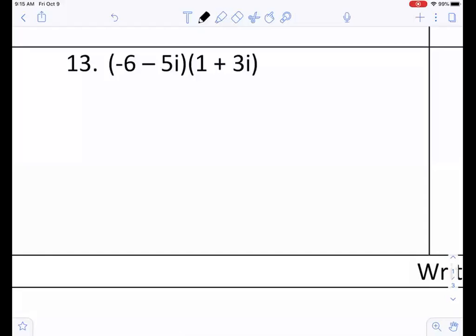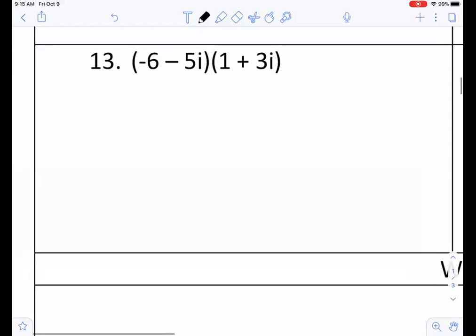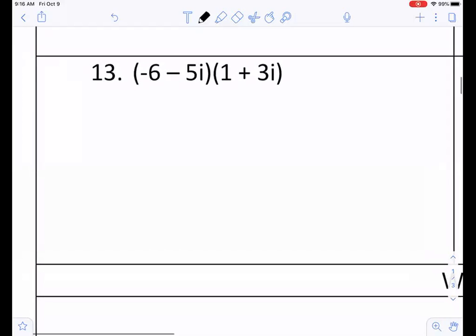When you guys distribute like this, oh, you probably can't see my pen working. When you distribute the 5i to the 3i and you get I squared, you can never leave I squared as an answer. I squared is a -1. So if you have minus 15i squared, that's plus 15. If you have plus 7i squared, that's minus 7. One more time, if you have 3i squared, that's actually minus 3.